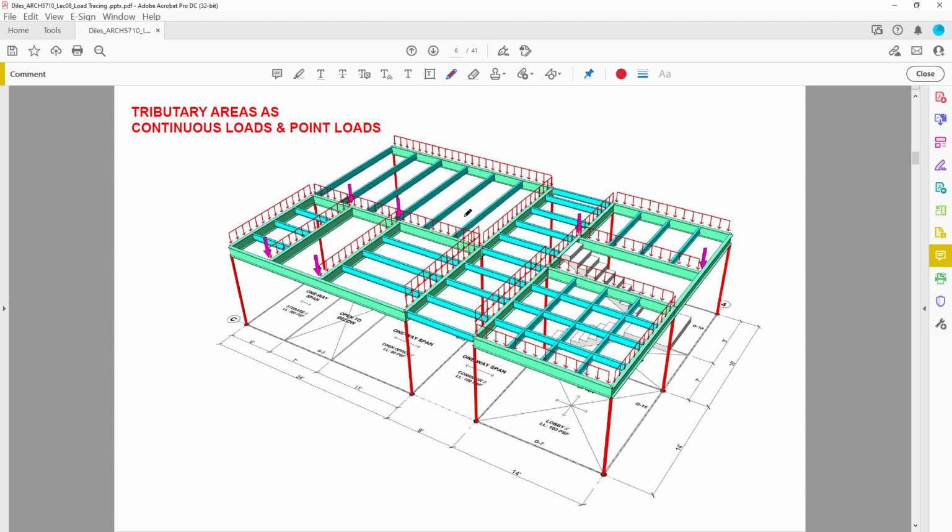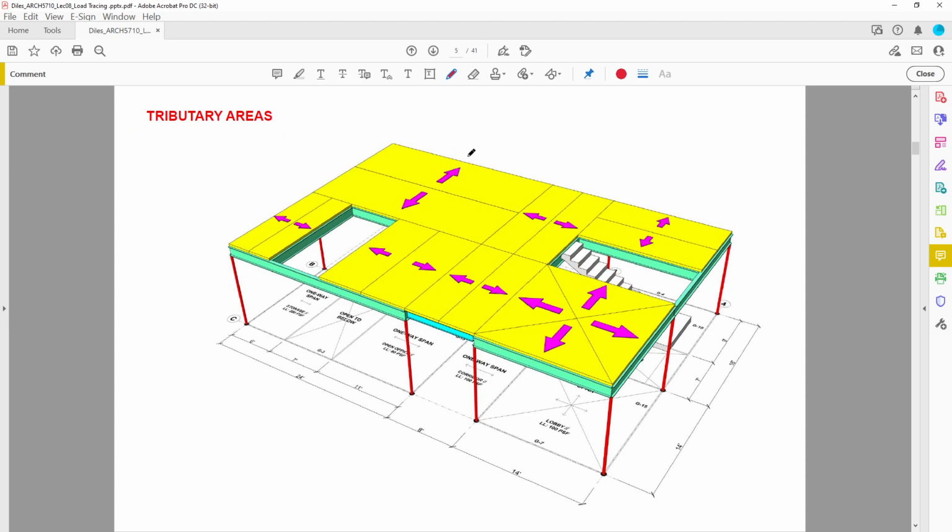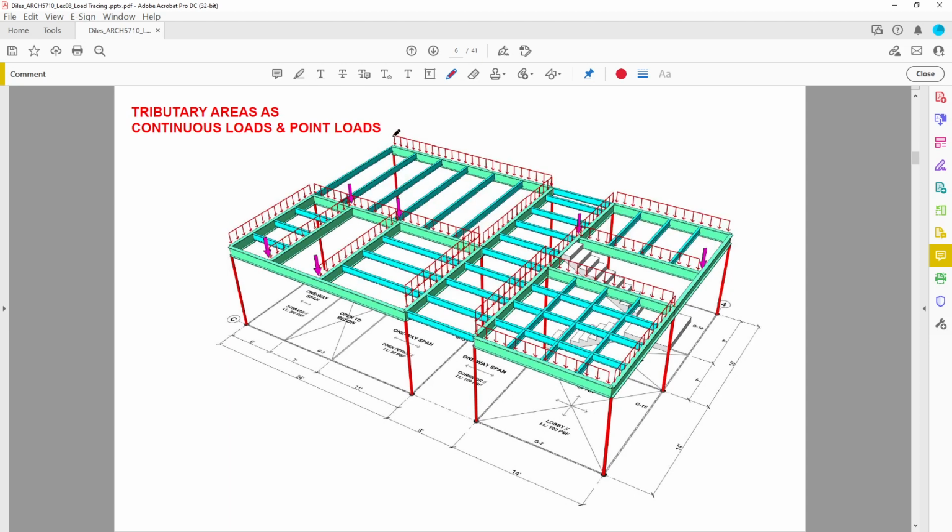If we look at those tributary areas as a series of continuous loads, this diagram shows us what this looks like. And so the tributary area for this load coming to the top of this beam, for example, gets represented in this diagram as a continuous load running along the top of the beam. We also have some arrows in the system, and these are indicating locations where we have point loads.